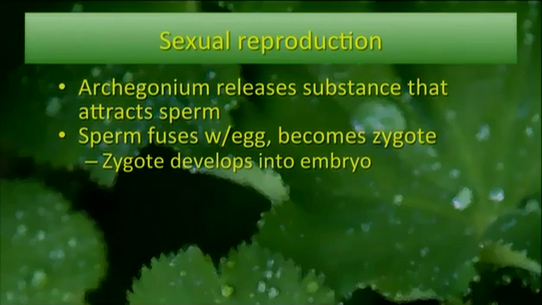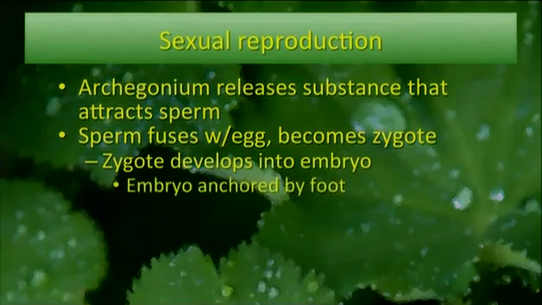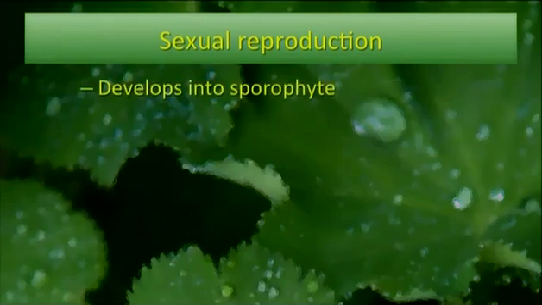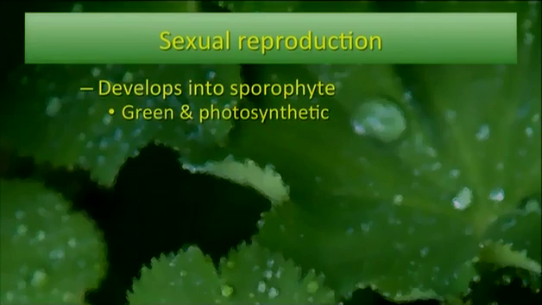So like the liverworts and the hornworts, mosses also have the embryo anchored by a foot into the gametophyte. Generally, you have a maternal investment into the next generation, because the embryo grows on the gametophyte and develops into the sporophyte. The sporophyte is green and photosynthetic in mosses, but it also depends on the gametophyte for some carbohydrates and also for some water and minerals.